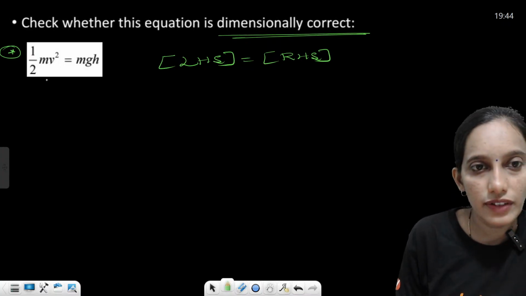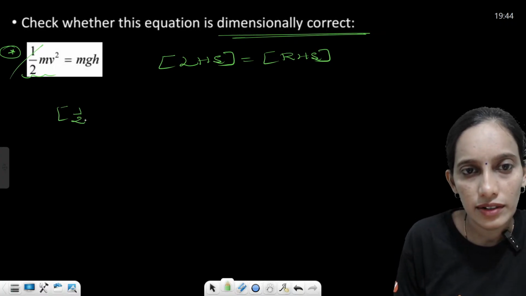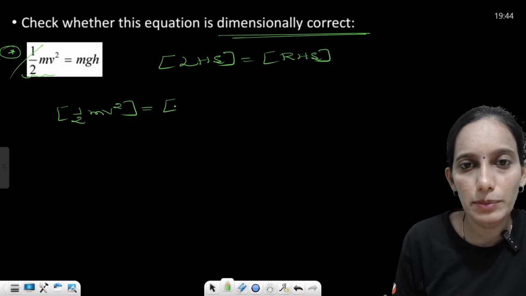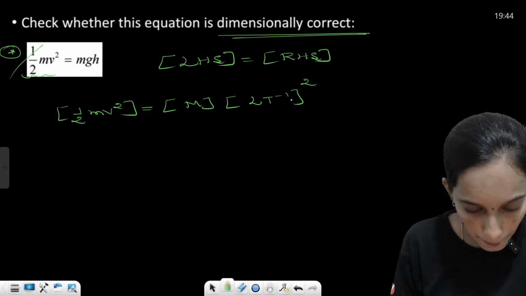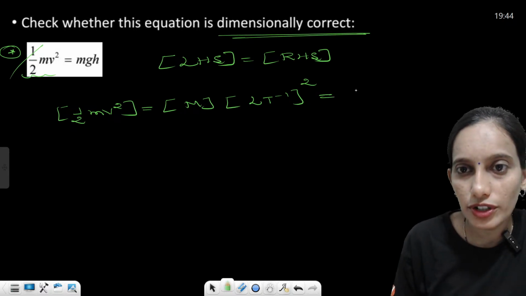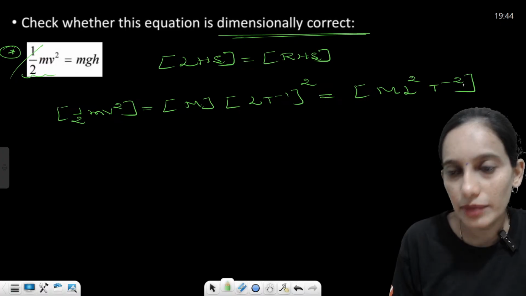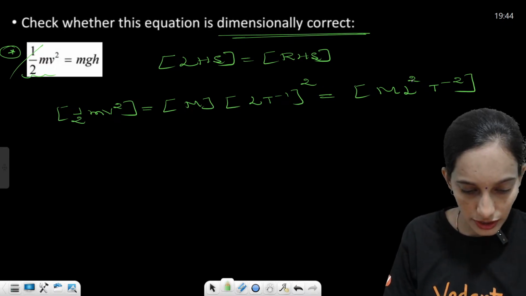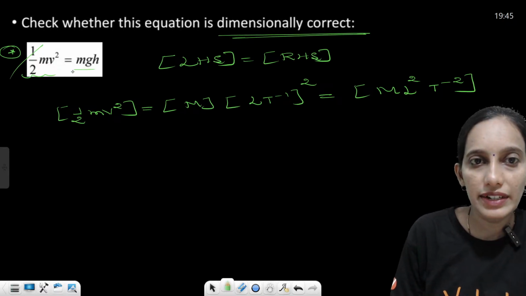So here first I'll consider half mv square. So half is a number, it has no dimension, correct? Numbers have no dimension. Half mv square dimension, so m is capital M, v square, v is LT minus 1 whole square, can I write? Yes, or this is going to give you something like M L square T minus 2 is the dimension of mv square. Hope you agree to this. Yes or no? Similarly we can take mgh.